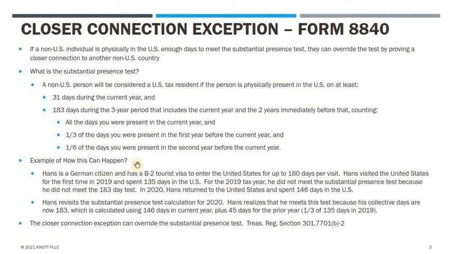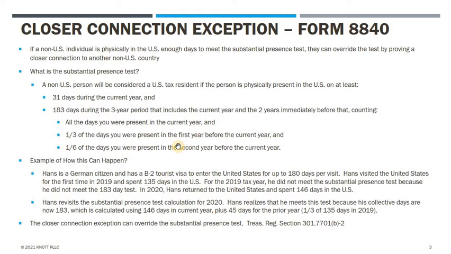So here's an example of how this can happen. We have Hans here. Hans is our friend. He's a German citizen, and he's got a standard B2 tourist visa, right? So under that visa, you can enter the U.S. for up to 180 days per visit, and then once you hit that threshold, you got to get out, right? You've got to leave the country or else you're overstaying your visa. Not a good thing, right? The U.S. will flag this. So it's not just a tax problem, but it's certainly a visa and other kind of legal problem.